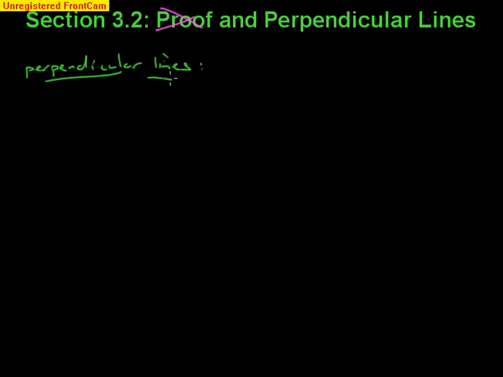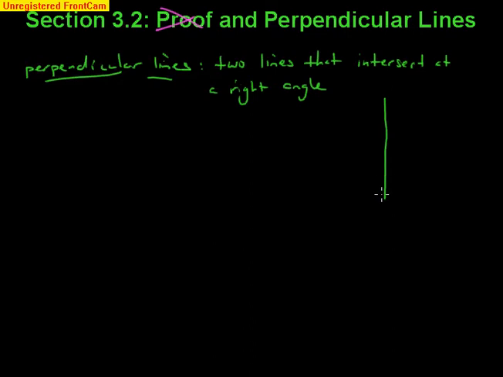So perpendicular lines are two lines that intersect at a right angle. Okay, so if I draw a picture, here is one line, here's a second line. Let's call this line L, and let's call this line M. We signify that they are perpendicular by putting the little right angle box, right? And we would say that L is perpendicular to M.